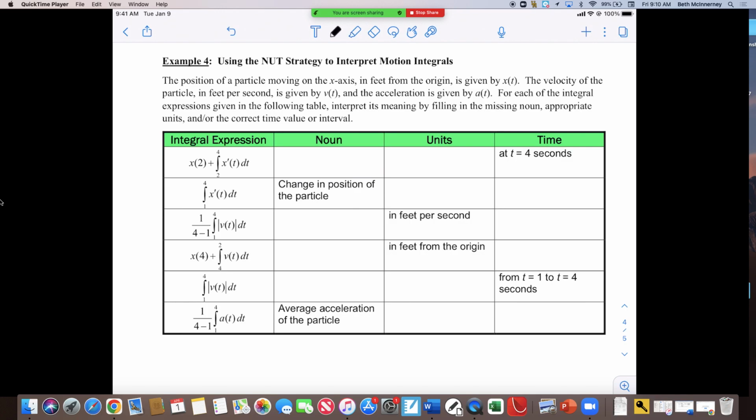So x of 2 plus the integral from 2 to 4 of x prime of t dt gives me the position of the particle. So this would be in feet from your origin. And the time is at 4 seconds. All right, now you try the rest of them.